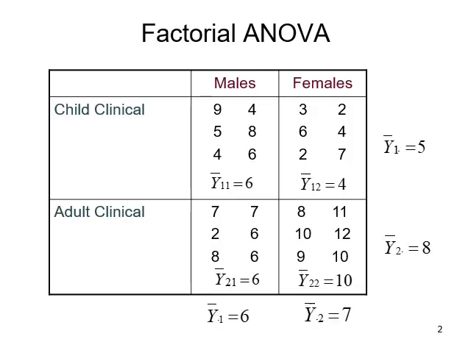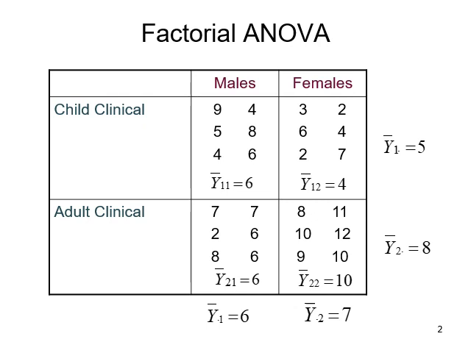So again, we're going to take a look at our data. We're going to actually look at our cells, and in this case, we're basically looking at the marginal means between child clinical and adult clinical, and the marginal means between males and females, but we're also interested in the unique mean differences between all four cross conditions. So again, we have 6 participants in each level.